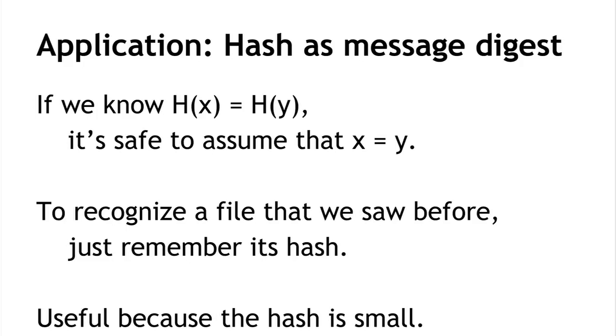Suppose, for example, that we had a really big file, and we wanted to be able to recognize later whether another file was the same as the file we saw the first time. One way to do that would be to save the whole big file, and then when we saw another file later, just compare them. But because we have hashes that we believe are collision-free, it's more efficient to just remember the hash of the original file. Then if someone shows us a new file and claims that it's the same, we can compute the hash of that new file and compare the hashes. If the hashes are the same, then we conclude that the files must have been the same. That gives us a very efficient way to remember things we've seen before and recognize them again. And of course, this is useful because the hash is small.